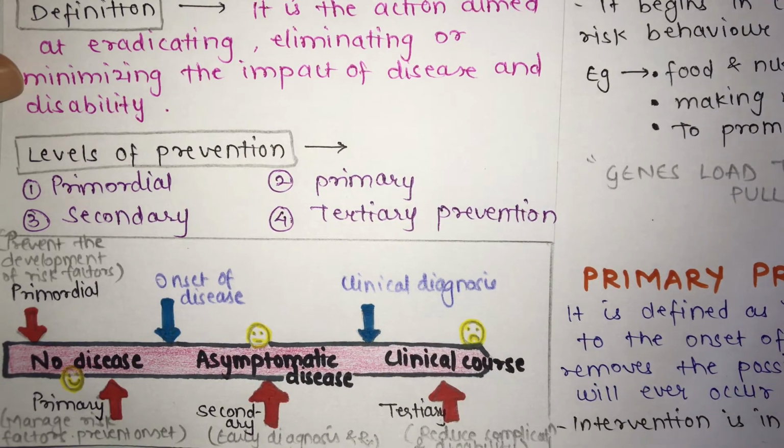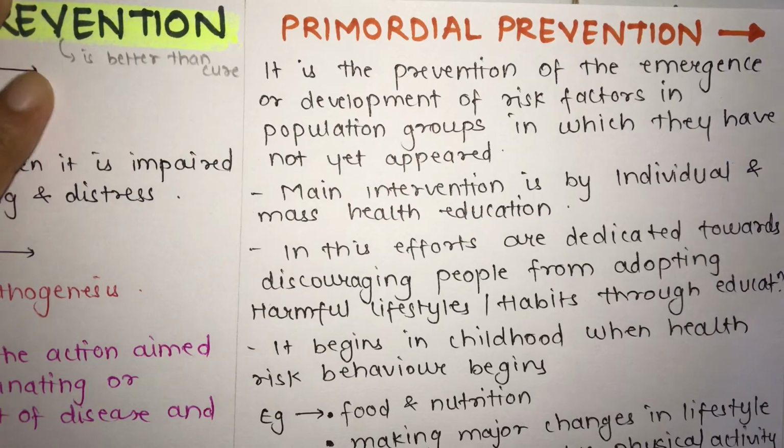Starting off with the first one, that is primordial. It is the prevention of the emergence or development of the risk factor in the population group in which it has not yet appeared. So it is basically prevention of the risk factor. For any disease there are certain risk factors. In primordial prevention, you are preventing the emergence or development of these risk factors.